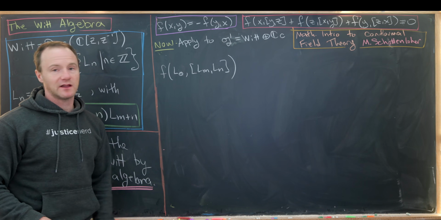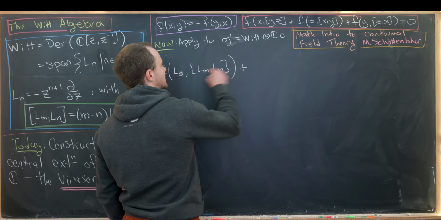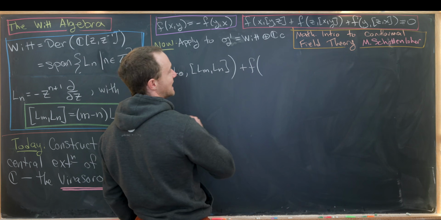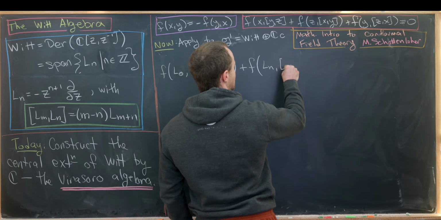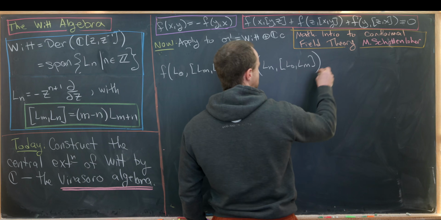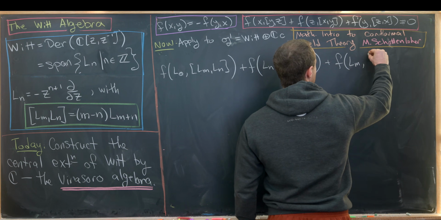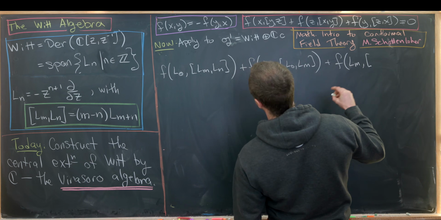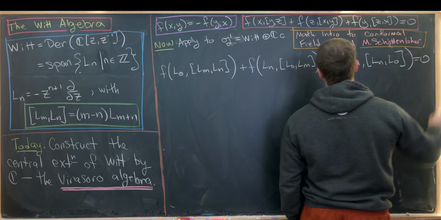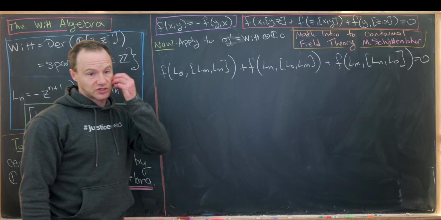So L0, Lm, and Ln, where m and n are arbitrary vectors. Okay, so let's cycle this through to form this equation. The next thing will be f of Ln, bracketed with L0, Lm. And then the next one is f of Lm, and then that's going to be Ln bracketed with L0. So we know that that is equal to 0, again, by our previous construction.